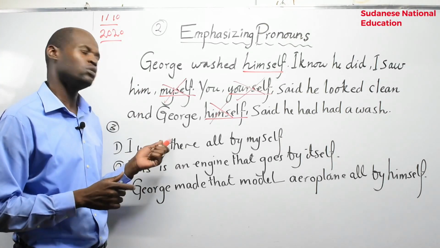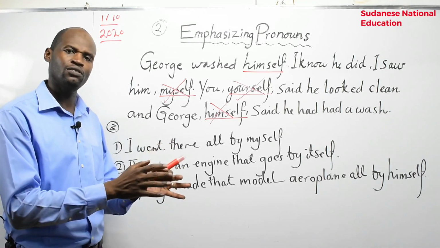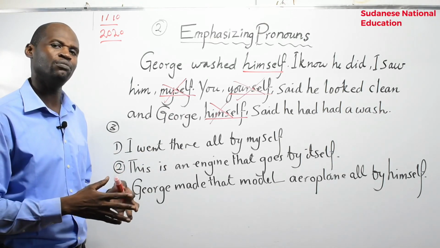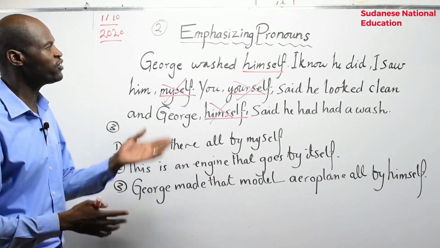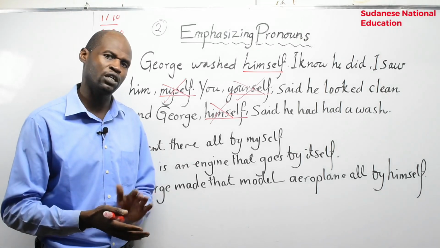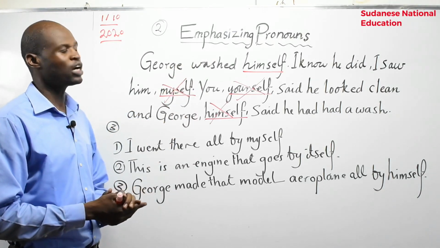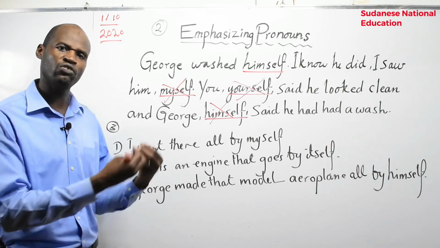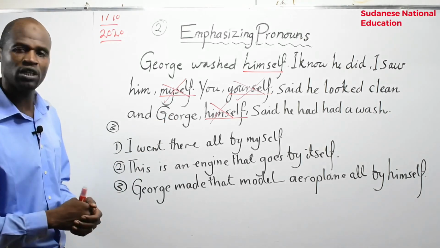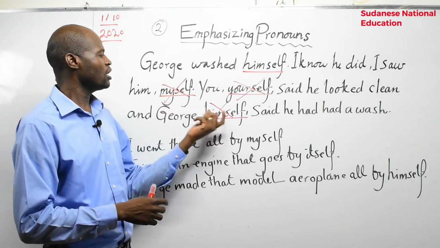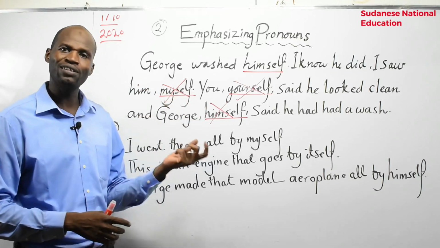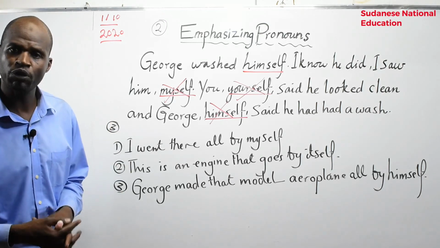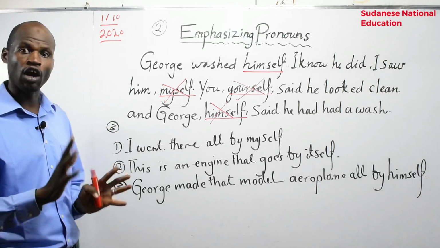So we call them emphasizing pronouns. Why? Because we put them there to make the sentence stronger, to make it emphatic. Because of that, we call them emphasizing pronouns. The difference between emphasizing pronouns and reflexive pronouns is that reflexive pronouns cannot be missed out. Why? Because if we miss them out, the sentence will not give complete sense, while emphasizing pronouns can be missed out, and still the sentence gives complete sense.